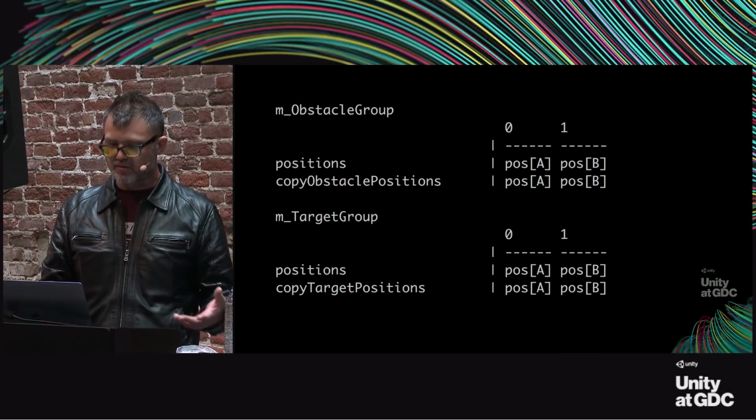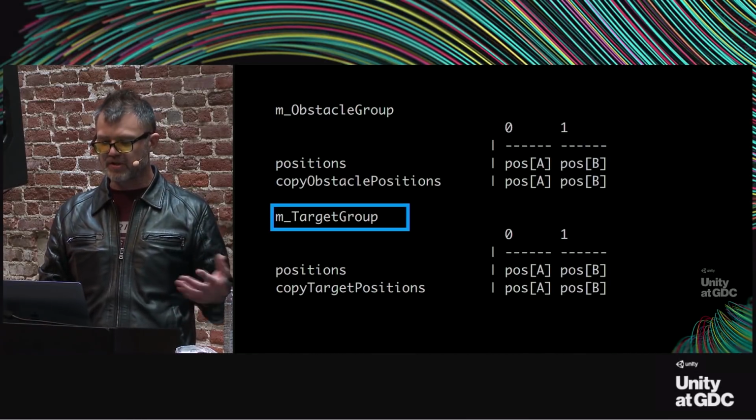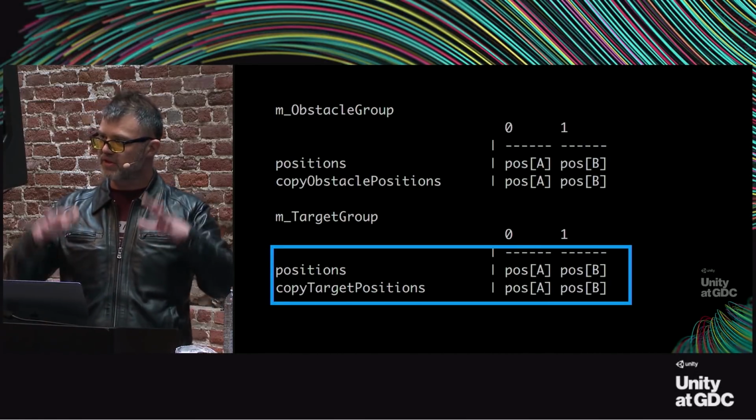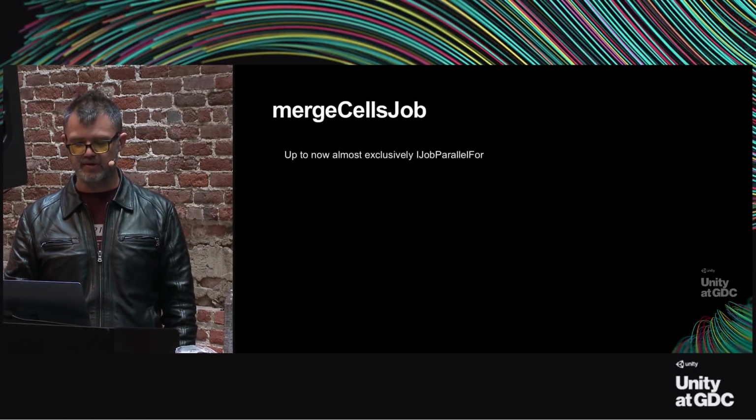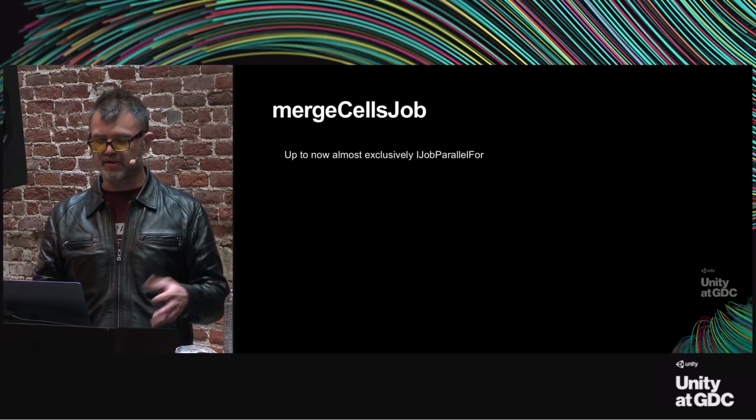And our obstacle group, we have a copy of the positions. And our target group, we have a copy of the target positions. So this is what our data looks like now at the state of beginning to build out those cells. So let's talk about what the cell merge job does.